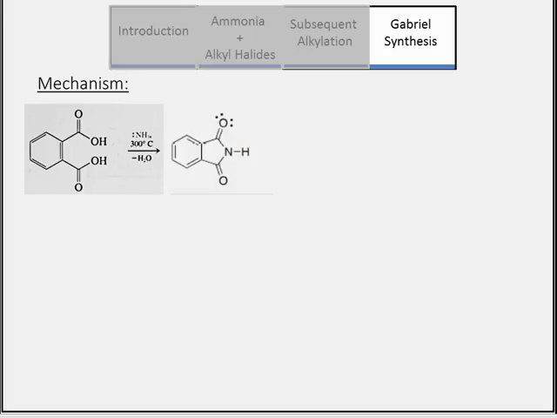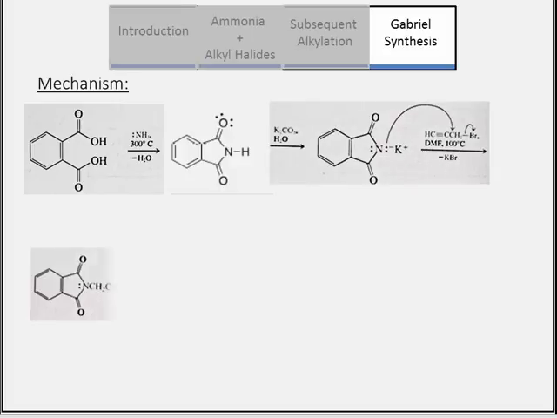Once we have our phthalimide, you may notice that the hydrogen is sandwiched between two electron-withdrawing groups, carbonyl groups. This increases the acidity of the NH group from the average pKa of 22 to a pKa of about 8.3. This allows for deprotonation with a mild base such as the carbonate ion.